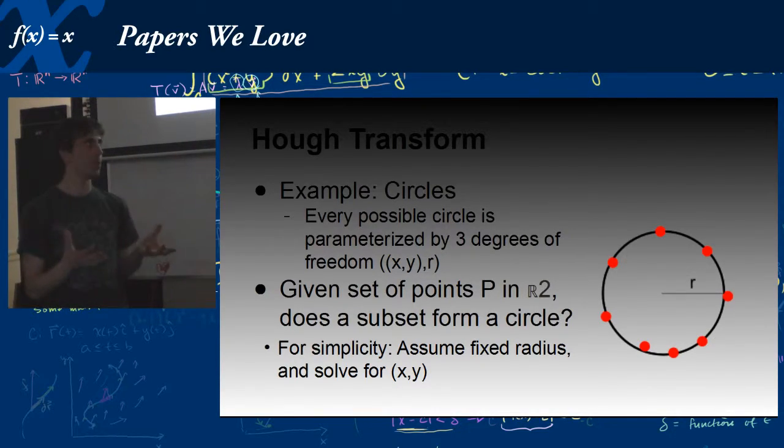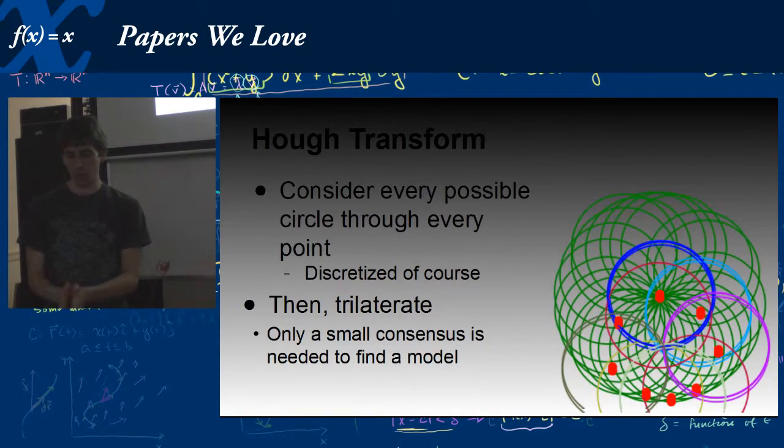So if you think about it, every possible circle in 2D space can be parameterized by its location and its radius. And our question is, given a set of points in R2, do they form a circle? And we'll kind of make things a little bit easier on ourselves by bringing this from a three-dimensional to a two-dimensional problem and say we know what the radius of a circle is going to be if there is one. And so how the Hough transform works is it basically just kind of exhaustively considers every possible circle through every possible point. And it seems kind of brute forcey, but it actually works out fairly well.